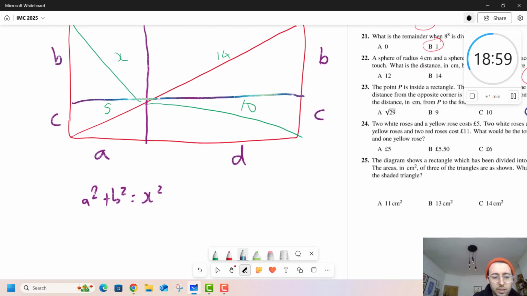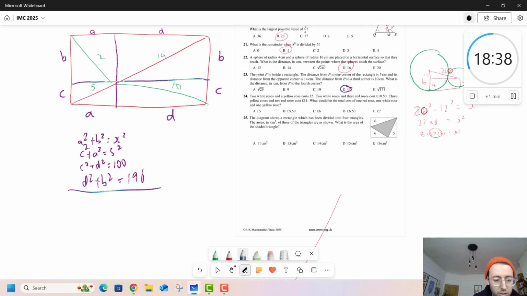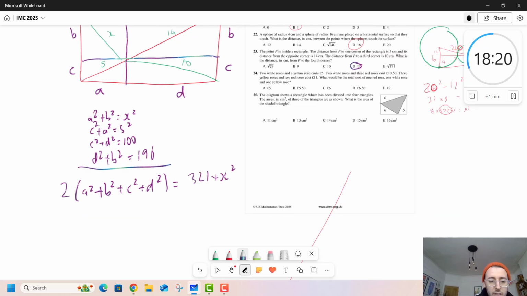What I did, I did c squared plus a squared equals 5 squared. I did c squared plus d squared equals 100, which is 10 squared. I did d squared plus b squared equals 196. Then I add them together, and you get two lots of a squared plus b squared plus c squared plus d squared equals all of these added together, which is, oh no, I've messed up. Okay, well, it's 321 plus x squared. Now, c squared plus d squared is 100.